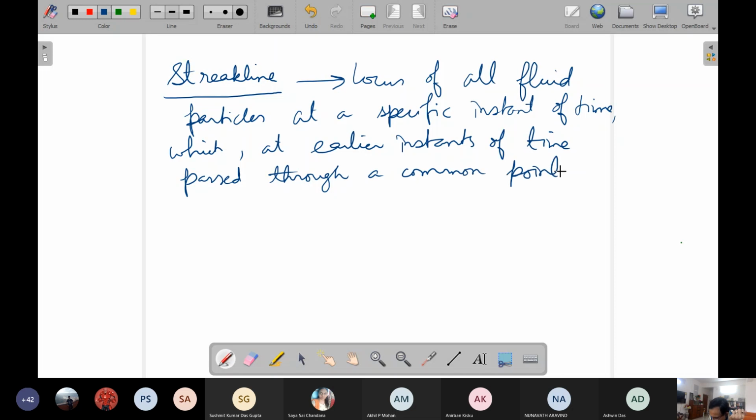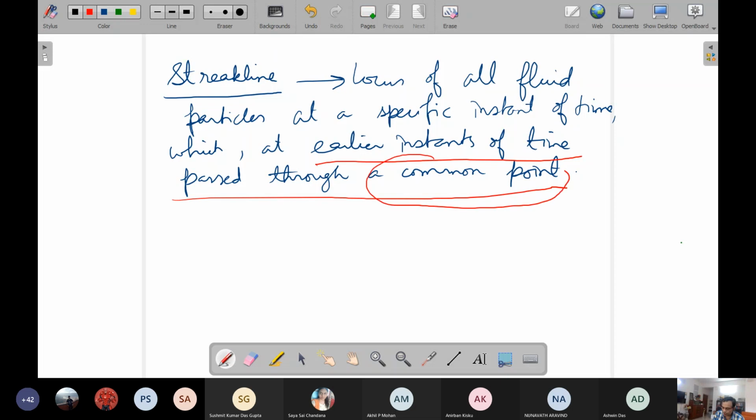In books, the definition is normally written in a bit of a more convoluted way, but I have tried to simplify it here to give a practical understanding of what it is. So let us now look into the description from backwards. At some earlier instance of time, there is a common point identified. Say this is the common point. Through this, some particles passed.